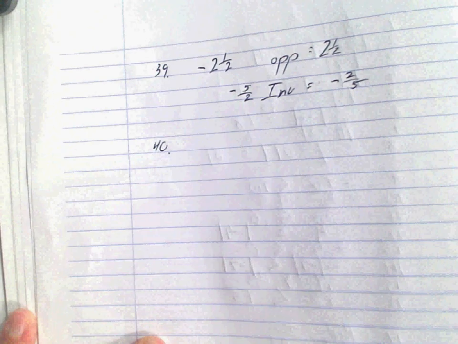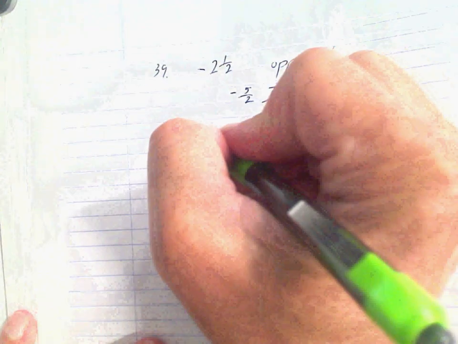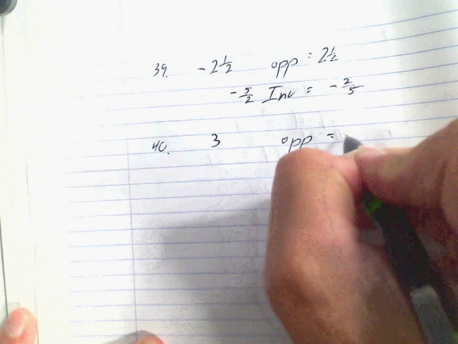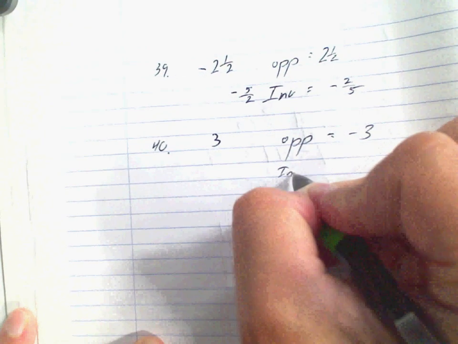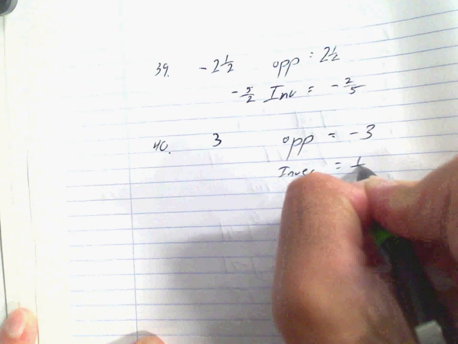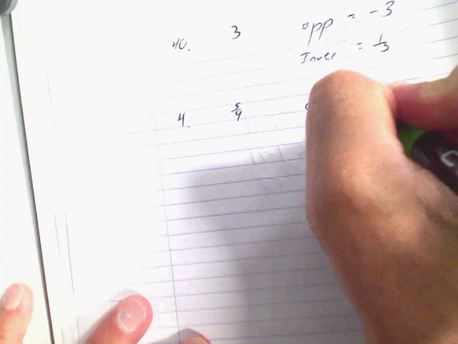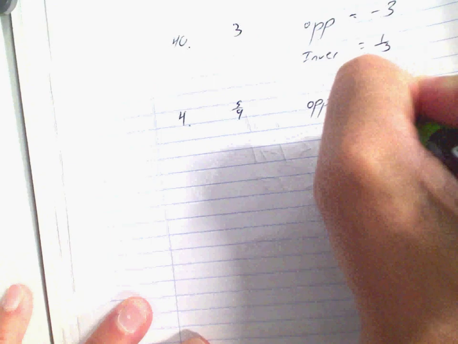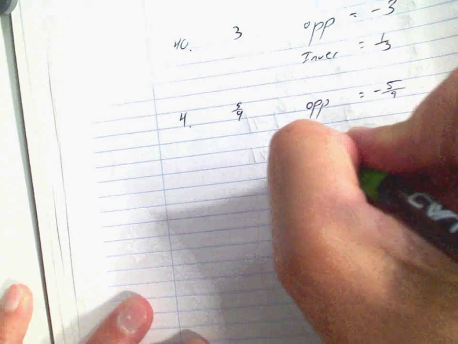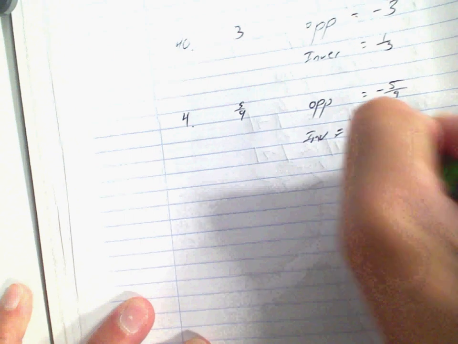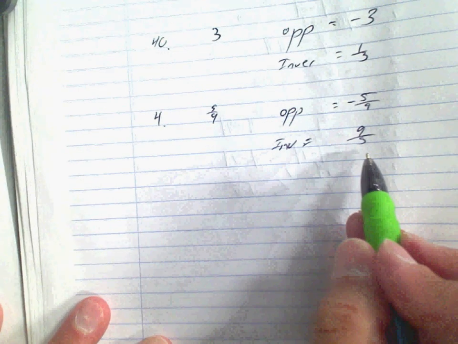So make that 40. All right. 3. What's 3's opposite? What's its inverse? Yeah. And 41, 5/9 opposite. Yep. That's what would make it 0. And then inverse, 9/5. That's what would multiply. If you multiply the inverse, you'd get 1. All right.